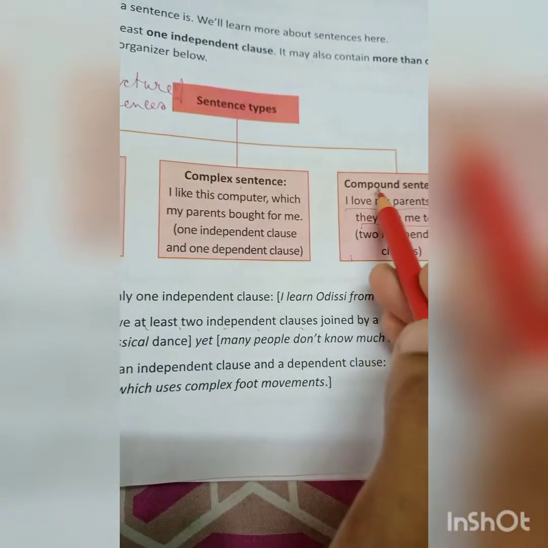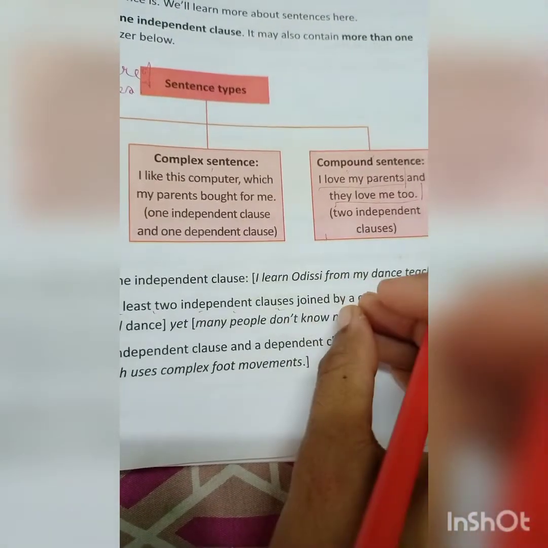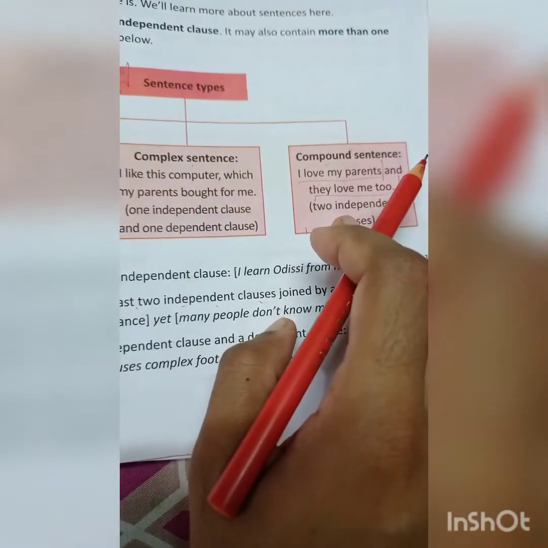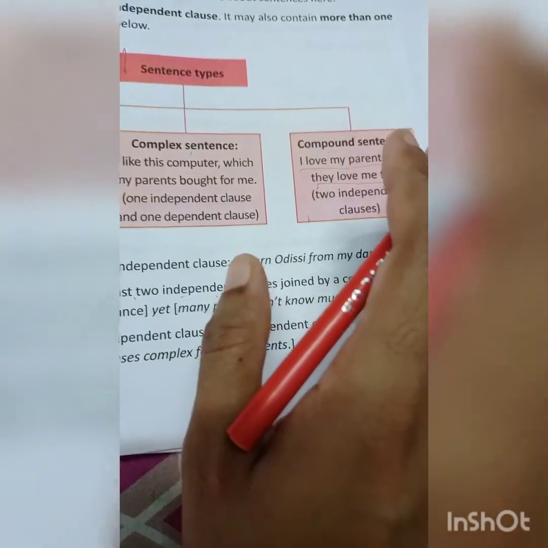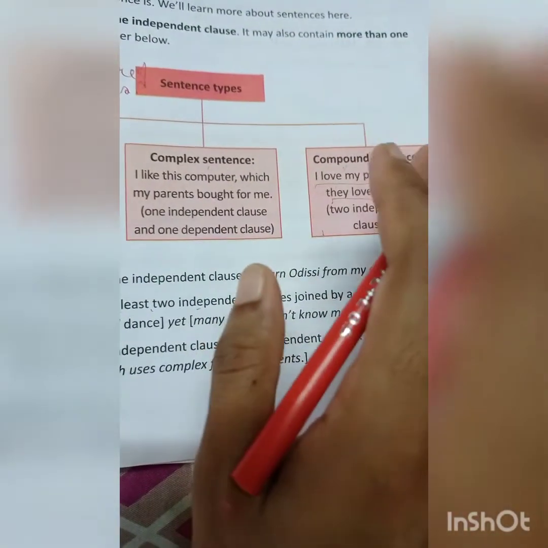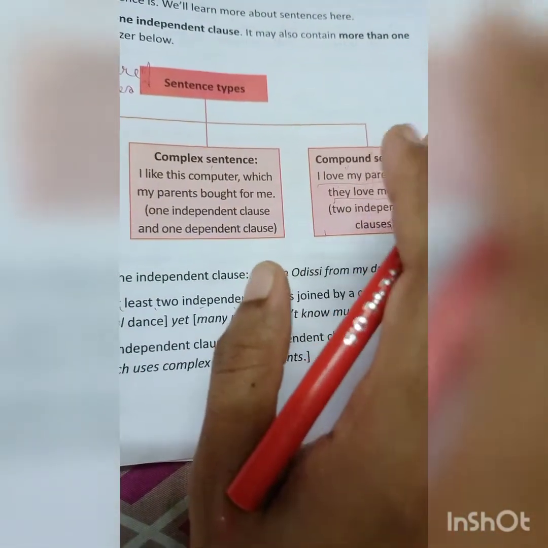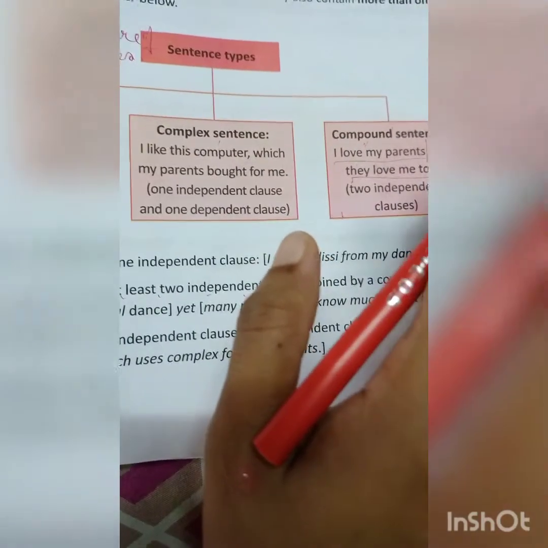Got it? How can you identify compound sentence? Compound sentence will have 2 independent clauses and it will be joined by and. Not only and, but all types of conjunction. Compound sentence can be identified through conjunctions. Understood? Is it clear? Okay.